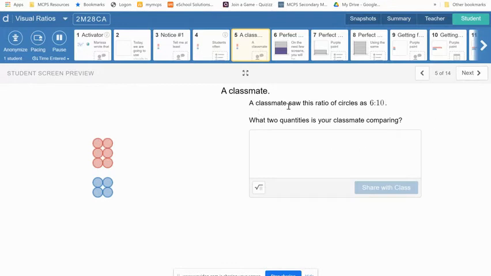A classmate saw the ratio of circles as 6 to 10. What two quantities is your classmate comparing? The two quantities, because I'm turning my question around. I think I spelled that wrong. Quantities.